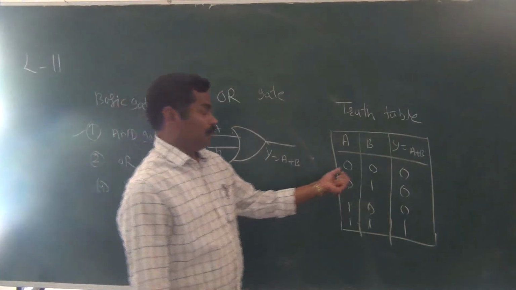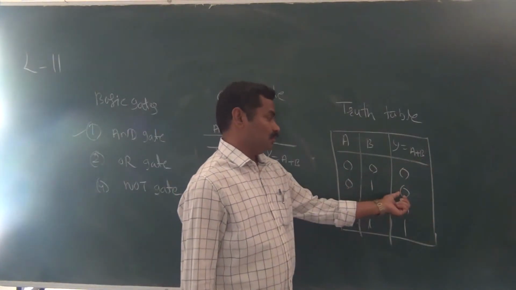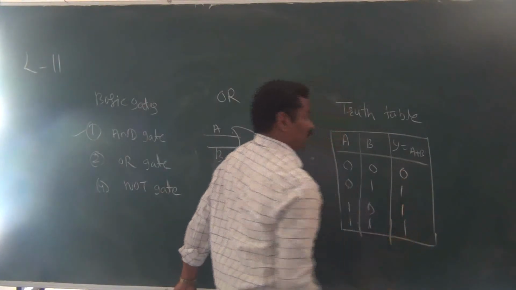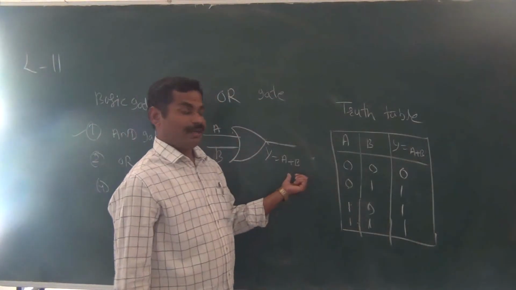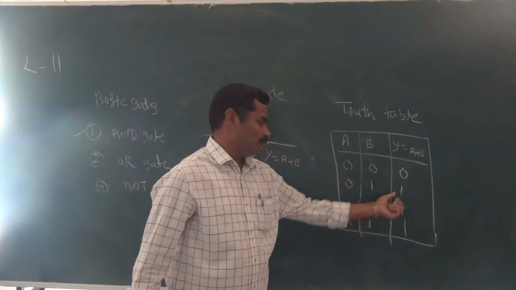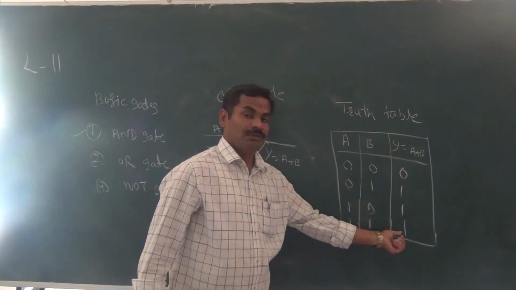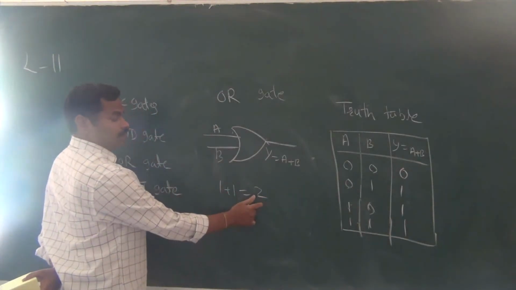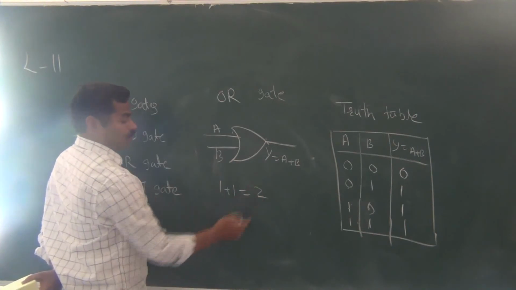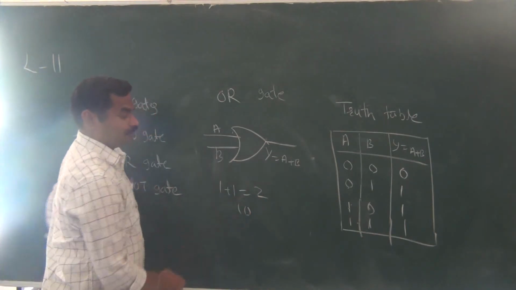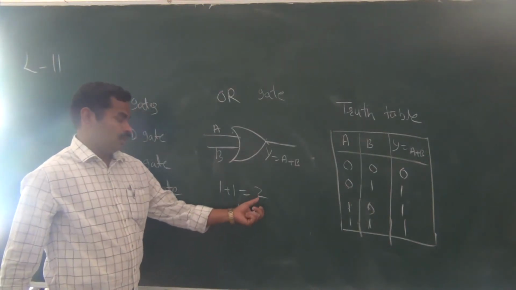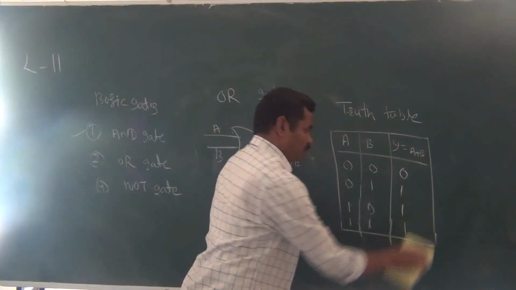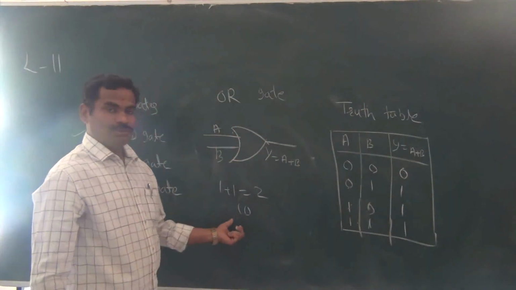As you know, 0 plus 0 is 0, 0 plus 1 is 1, 1 plus 0 is 1, but 1 plus 1 is 1 in the OR gate. Why is it 1? Actually 1 plus 1 is 2, but 2 is not a binary digit. How can we write 2? In decimal it is 2, in binary we write 10, that is 0 with carry 1.